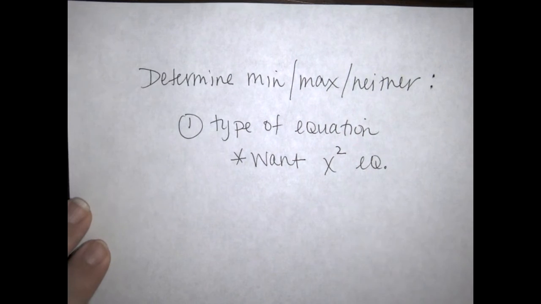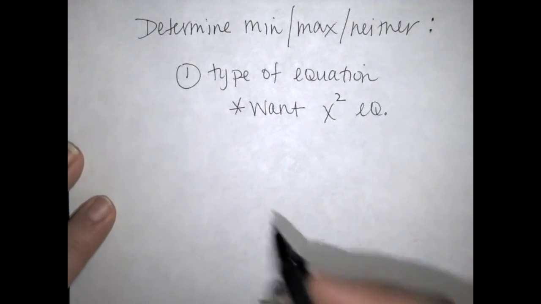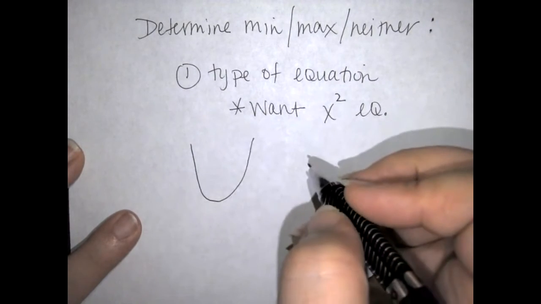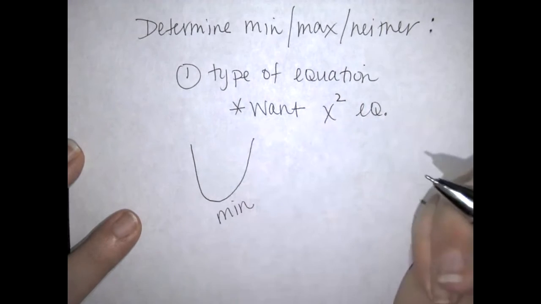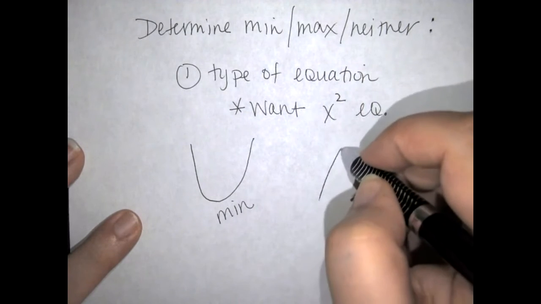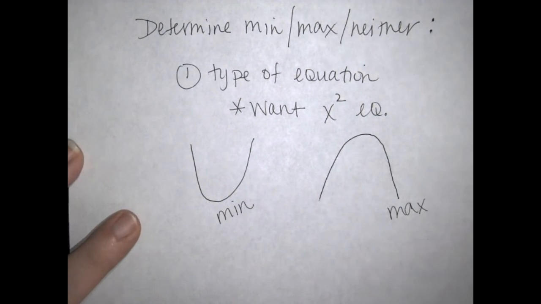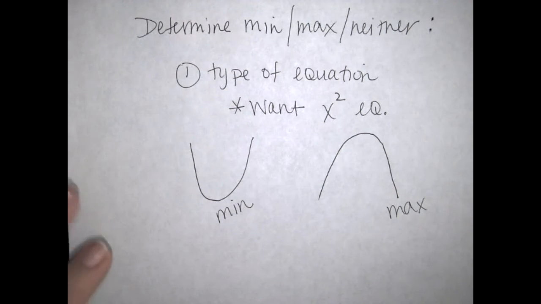The reason for that is because a maximum or a minimum is going to occur either when you have a parabola that has a valley, so this one is a minimum, or you have a hill or a mountain. This one would be a maximum. Any other type of line, we're not really looking at maximums or minimums, we're basically doing it with our quadratics.